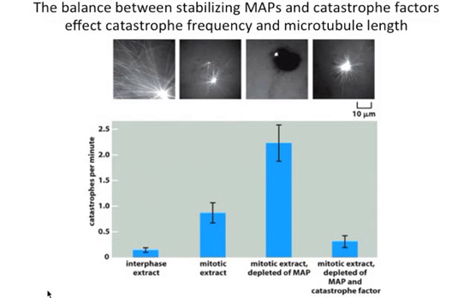In mitosis, you can see there's your spindle. In mitosis, a bit more catastrophe, right? Then they took this mitotic extract and removed all the MAPs, by which I mean the stabilizing MAPs, and there are a lot more catastrophes, which points to the role of these MAPs in stabilizing. And then here they got rid of MAPs and catastrophe factors, and so you have a very low level of catastrophes. So the point is, it's this balance of your stabilizing MAPs and your catastrophe factors that results in increased catastrophe in mitosis. And we'll see what that has to do with MCDK.